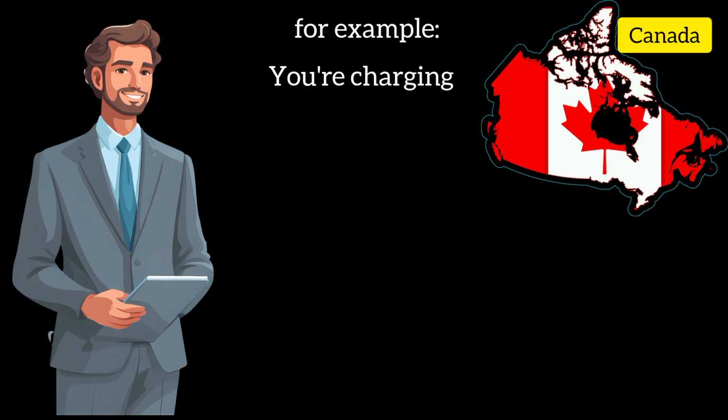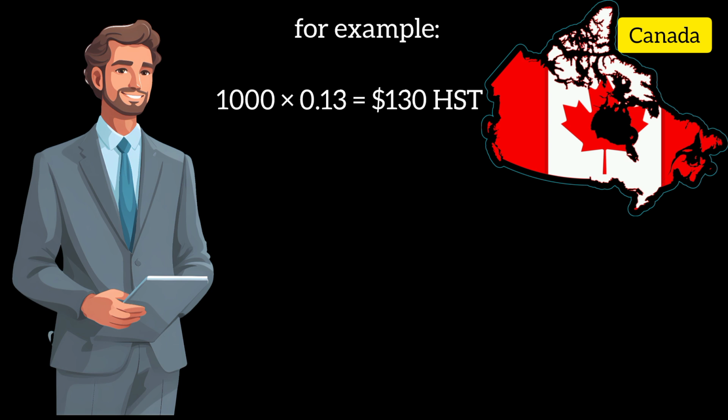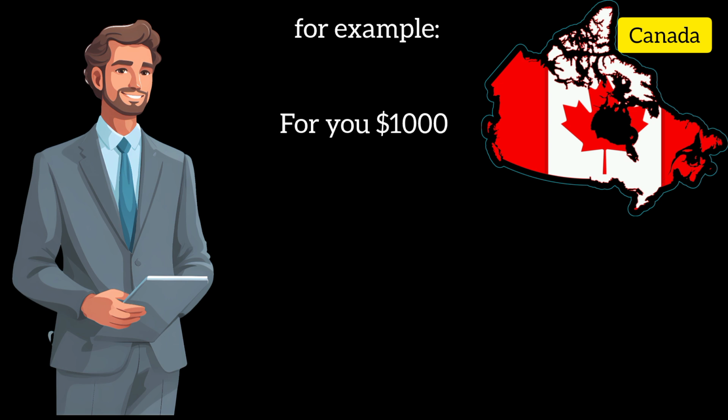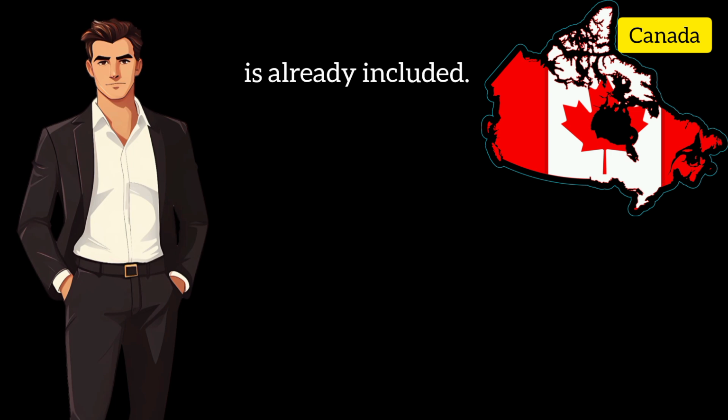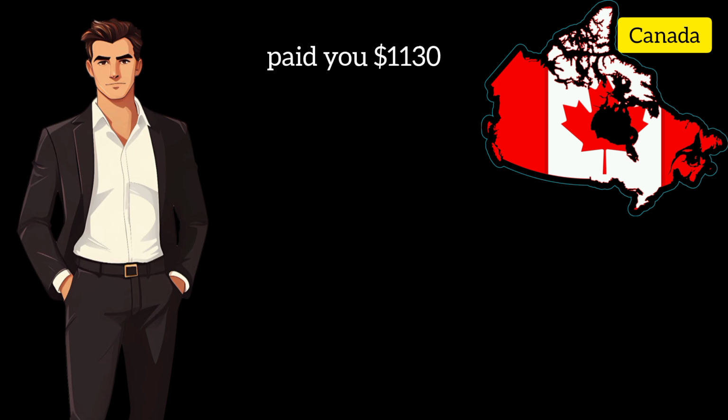For example, you're charging $1,000 for a service in Ontario, where the HST is 13%. 1,000 times 0.13 equals $130 HST. Total invoice, $1,130. Again, $1,000 is your income, and $130 is the tax you send to the government. In Alberta, with just 5% GST, $1,000 times 0.05 equals $50 GST. Total, $1,050. And if the tax is already included, like, say the client already paid you $1,130 in Ontario?